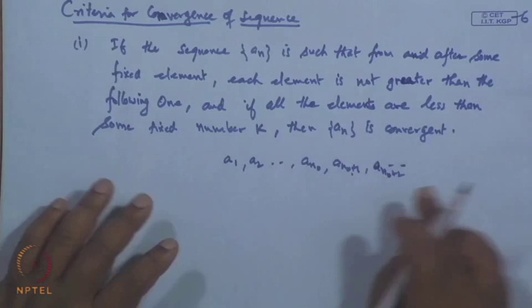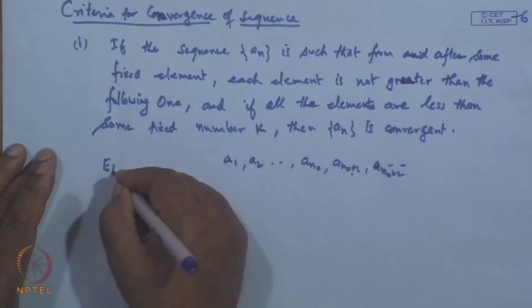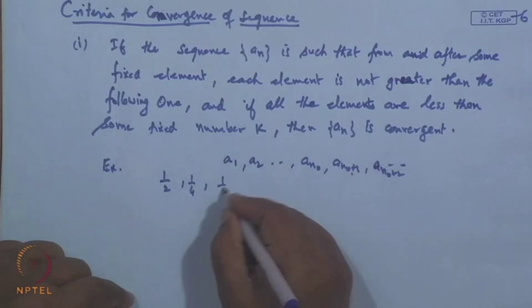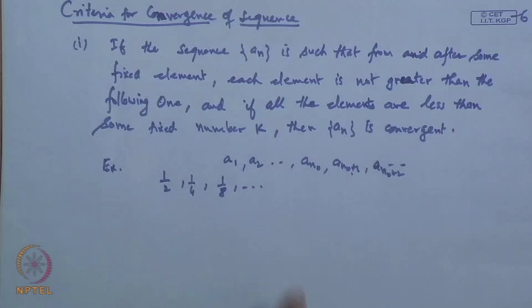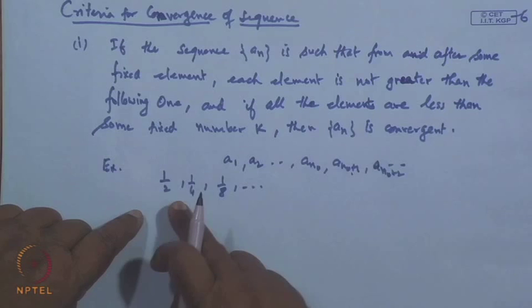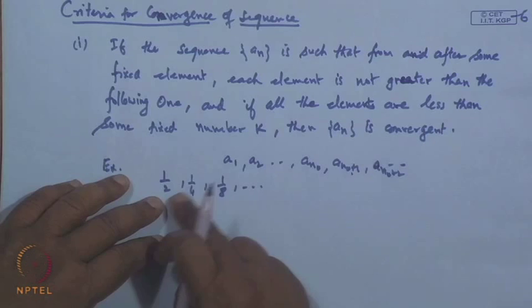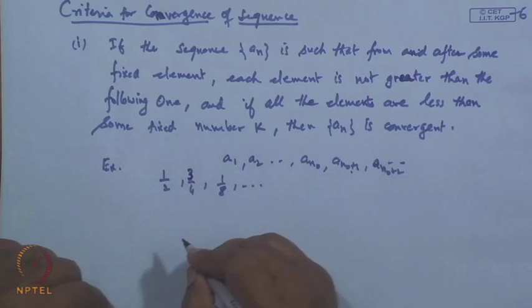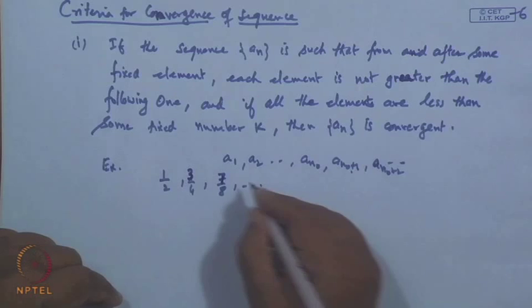For example, suppose I take this, say half, 1 by 4, 1 by 8, like this. Now, this sequence is such that each element is not greater than the following one. No, that is wrong. We should take half, 3 by 4. Let us take 3 by 4, then 7 by 8, and then 15 by 16. Let us take this example.